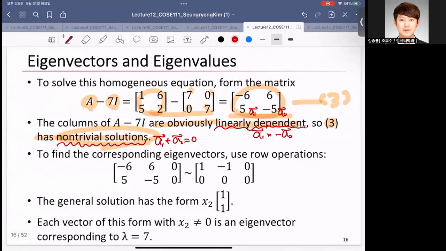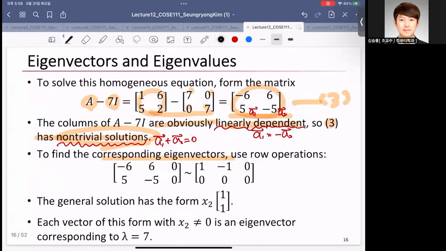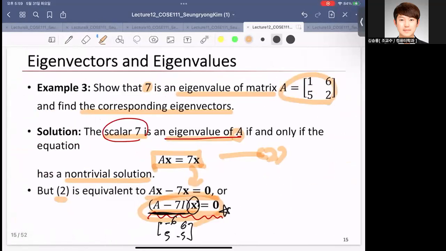Then how do we find the corresponding eigenvectors? Let's just solve this equation. We already know this matrix is negative 6, 5, 6, negative 5. Then you can solve for x by solving this homogeneous system. How can you do that? Let me use the row reduction algorithm. Negative 6, 5, 6, negative 5, 0, 0 from this matrix equation.